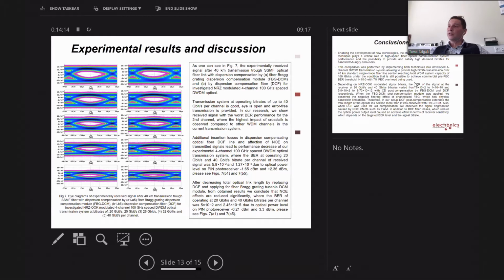And after decreasing the length of the DCF fiber, we conclude that nonlinear effects are reduced significantly, where the BER operating at 20 and 40 gigabit bit rates per channel was -2 and -5 due to the power level on the PIN photoreceiver, in figures 7A1 and 7A5. And about the conclusions.